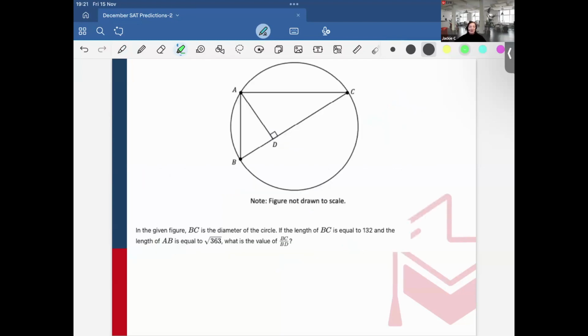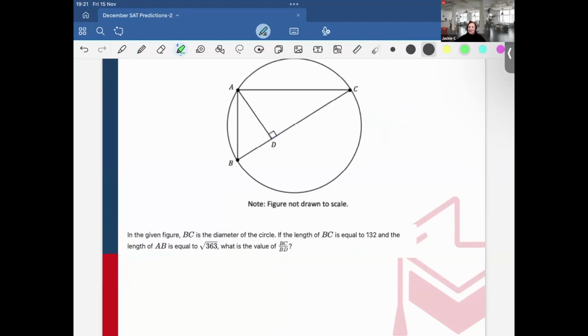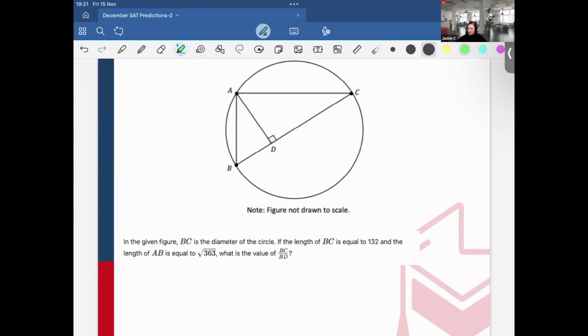All right, next up we have this interesting one. Okay, so it says, in the figure, BC is the diameter of the circle. If the length of BC is equal to 132, okay, so I know this is 132, and the length AB is equal to square root 363. What is the value of BC to BD?